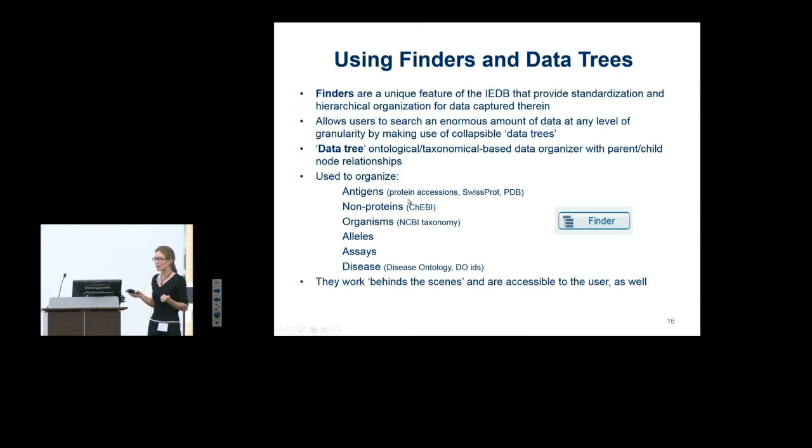The antigen tree, as Randy indicated to you, is based on Swiss-Prot gene accession numbers. The non-peptidic data is organized by ChEBI. The organisms follow NCBI taxonomy. Alleles are also organized, and those are very complex, actually, and the nomenclature for those is very complex, so having them in a searchable data tree makes it not difficult to get at them. The assays are organized by response type and the category of response that you get, and then the disease tree is also available to allow you to search the different types of diseases by specific names.